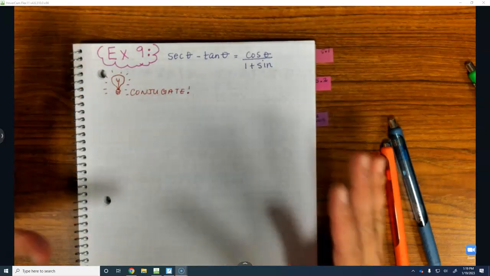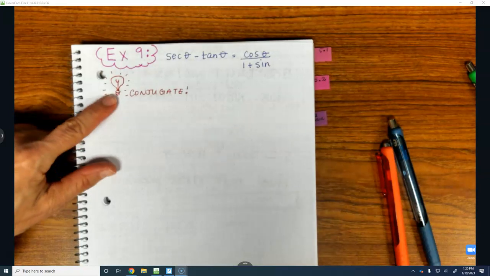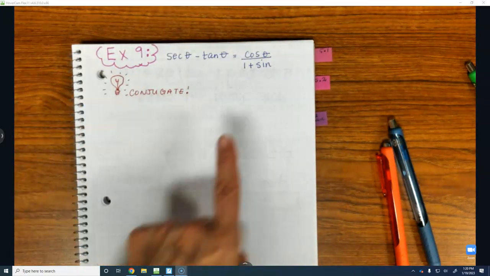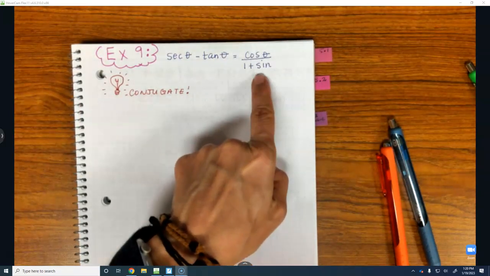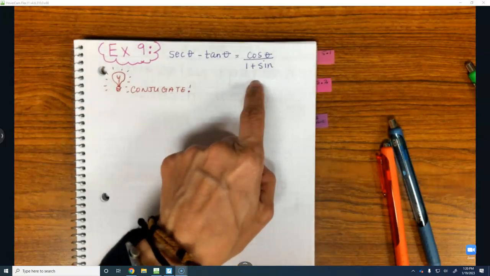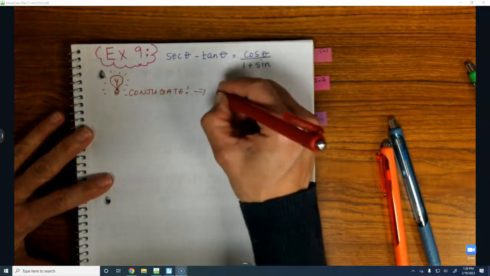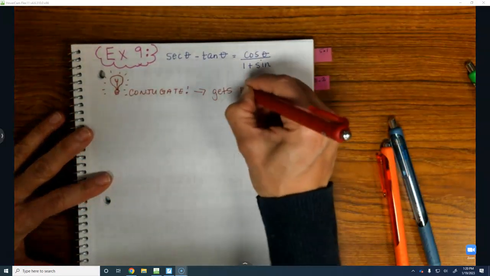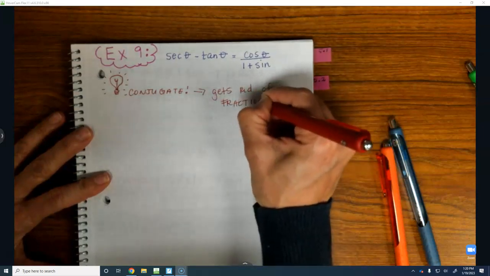So for example 9 might be one of the ones where you might get stuck on. So please, please, please write down this little hint right here. What we're going to do is take our single fraction. We have a single fraction here. We're going to multiply this by the conjugate and then see what we can do with it first. And guys, the reason why we multiply by the conjugate is it gets rid of the fraction. And you'll see what I'm talking about in a moment.